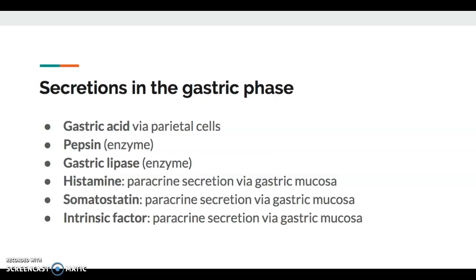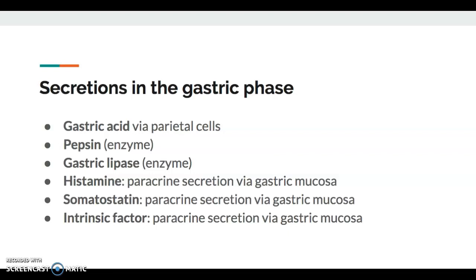The gastric acid is stimulated by the production and presence of gastrin as well as histamine, and that just goes back to the positive feedback loop that we saw in the last diagram. And then we have pepsin, which is an enzyme. So pepsin, or pepsinogen, is secreted by chief cells. The function of pepsin is to digest proteins, and pepsin is stimulated by the presence of acid.